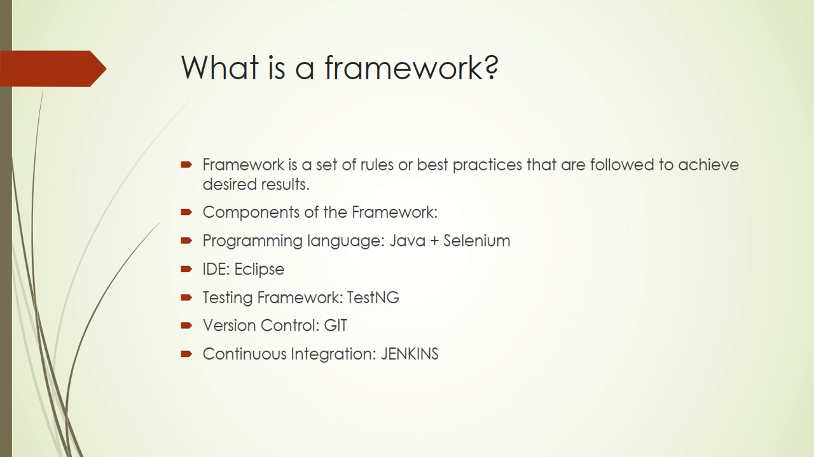We have different projects and complexity, so the structure of the framework may be different. The common components of the framework are the programming language, IDE, the reporting tools we are using, version control, and continuous integration, maybe Jenkins or Bamboo. We can use different ones. These are the common categories that we can use in the framework.